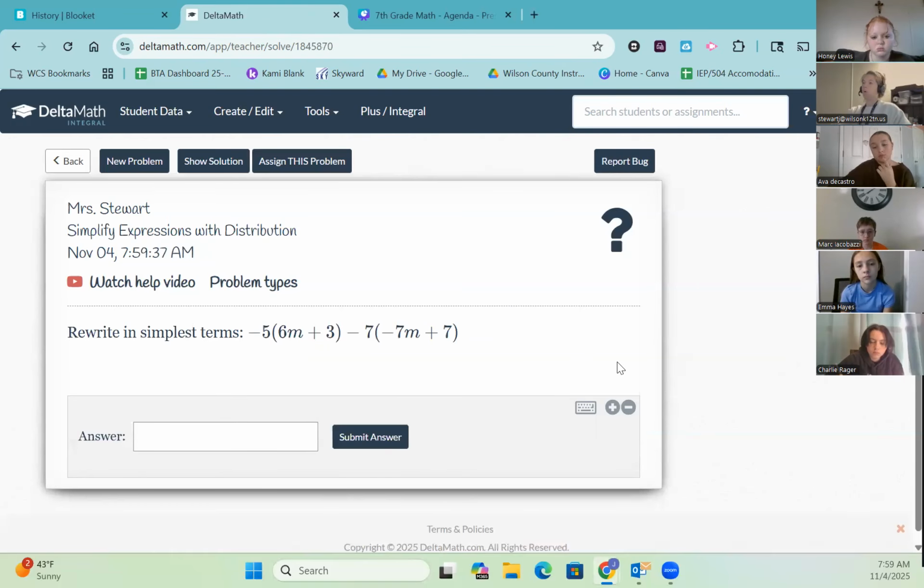All right, so this is a combination. It's 2 distributive property problems all in one. So we have to do our distributive property and then combine like terms to write this in simplest form. If you have like terms and you do not combine them, it is not simplest form, or simplest terms.